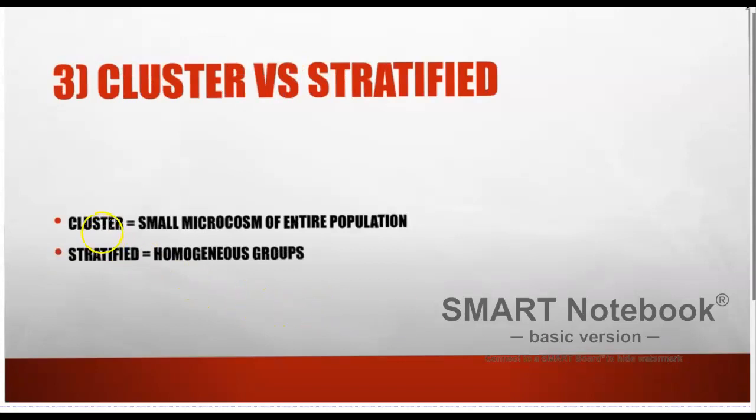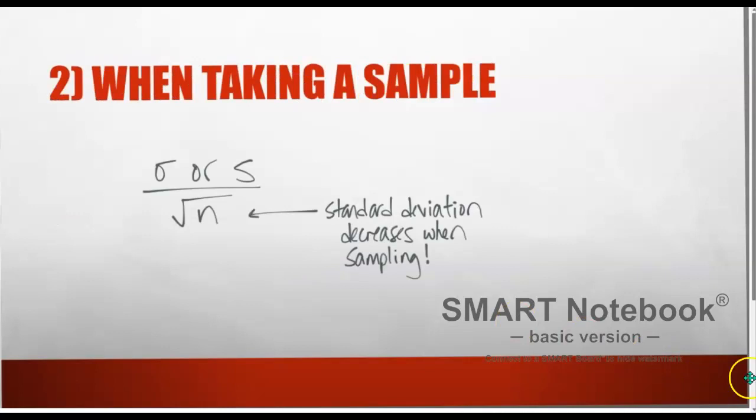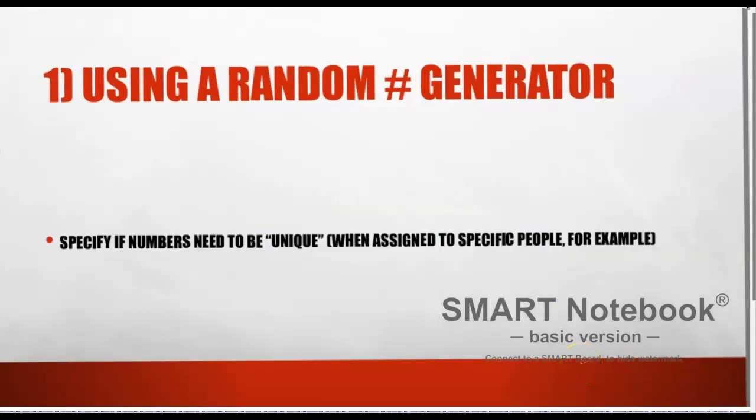3, cluster versus stratified. Cluster is a small microcosm of the entire population. That just means you've got a smaller portion that is a true representation of the population, versus stratified homogeneous groups, which would be something like dividing between freshmen, sophomores, juniors, and seniors. When taking a sample, keep in mind that the standard deviation decreases while we're sampling. And lastly, random generator: what you want to ultimately find out is whether there is replacement or not, in case you are asked to produce a random list.